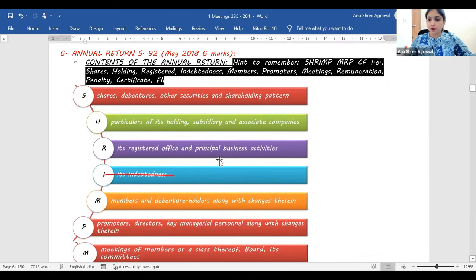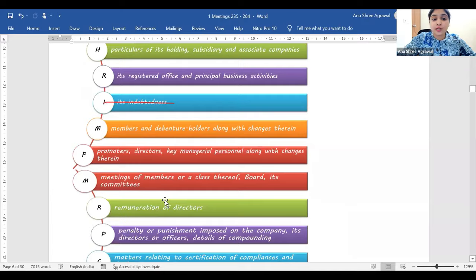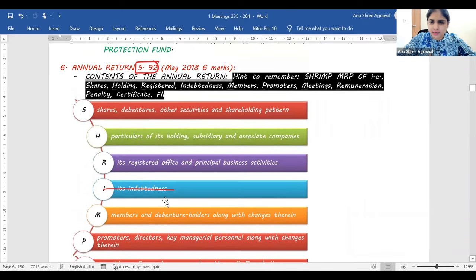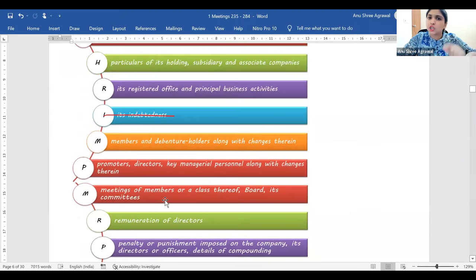Come on, guys. Let me take you to the next discussion now. Coming to the next discussion, annual return. For annual return, you need to remember the section number 92. The contents of the annual return we will be learning in full detail. We have totally some 10 contents of the annual return, all right? We will learn it in a particular order.